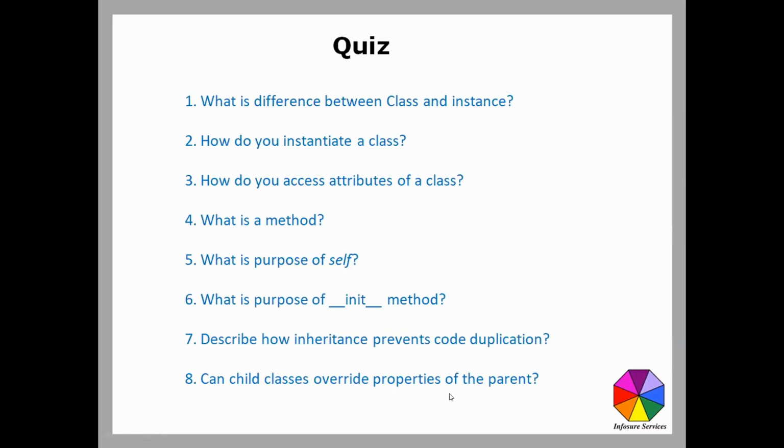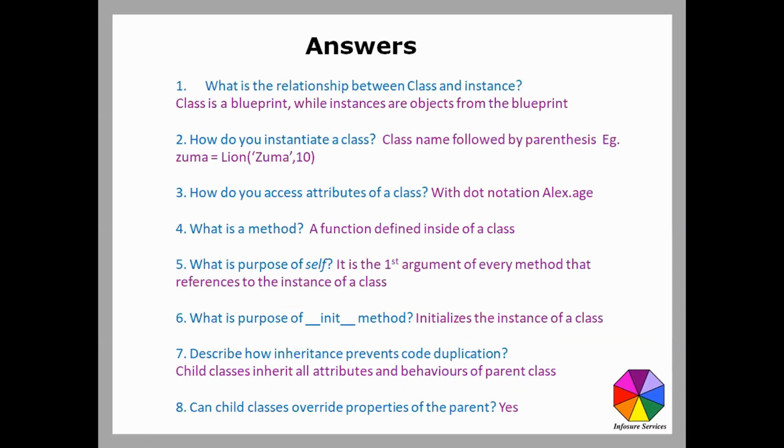Can child classes override properties of the parent? Yes, very good. In a child class, you can write new code to override the method of the parent, and it's called overriding or method overriding. Yes, that's true. Some other points you might hear as questions could be, what is the difference between overloading and overriding?